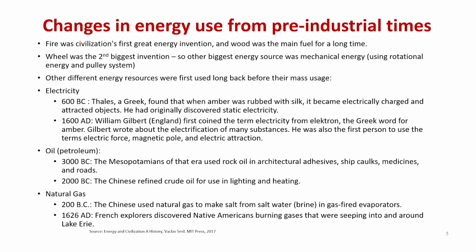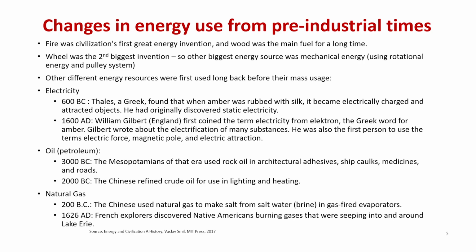For petroleum or oil also, there had been discussions. In 3000 BC, some people indicated finding traces of rock oil in tasks they were carrying out. In 2000 BC, the Chinese used refined crude oil for lighting and some heating purposes. Natural gas was also identified in 200 BC, where the Chinese used natural gas to make salt from salt water, in a brine process using gas-fired evaporators.